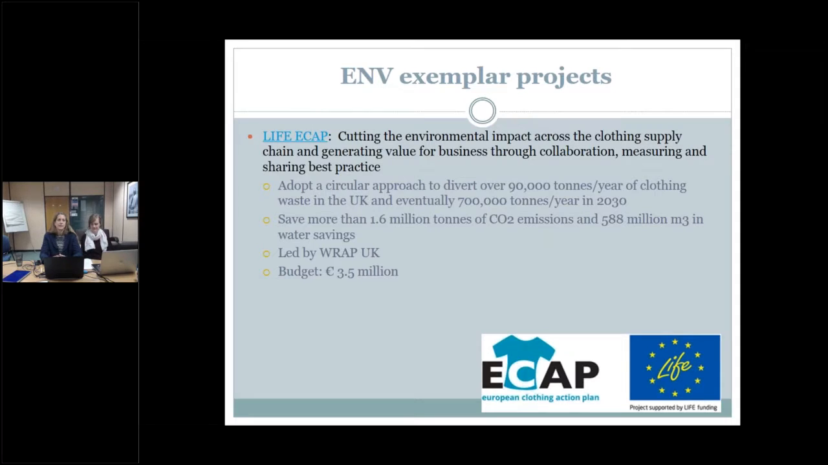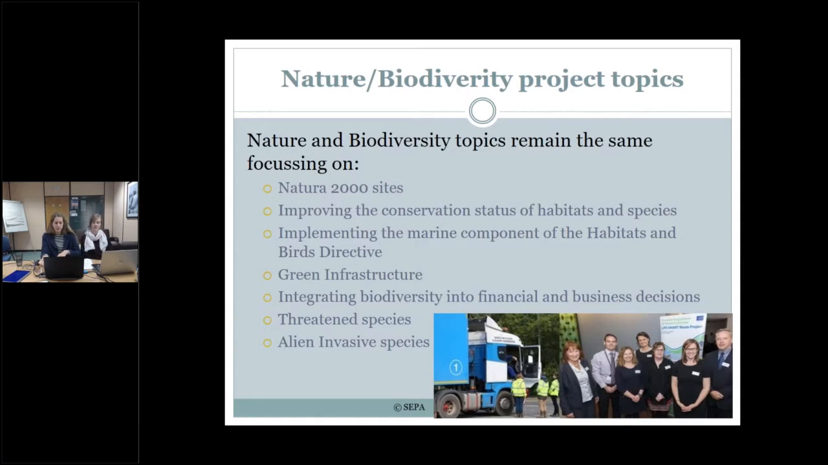And this project adopted a kind of circular approach to divert over 90,000 tons of clothing waste a year in the UK. So to divert 90,000 tons a year of clothing waste in the UK, and eventually that would go up to 700,000 tons a year, which would be saved by 2030. The project is led by RAP UK and has a budget of 3.5 million.